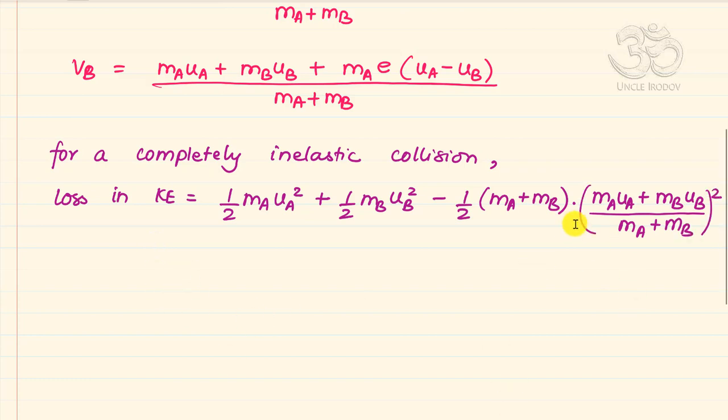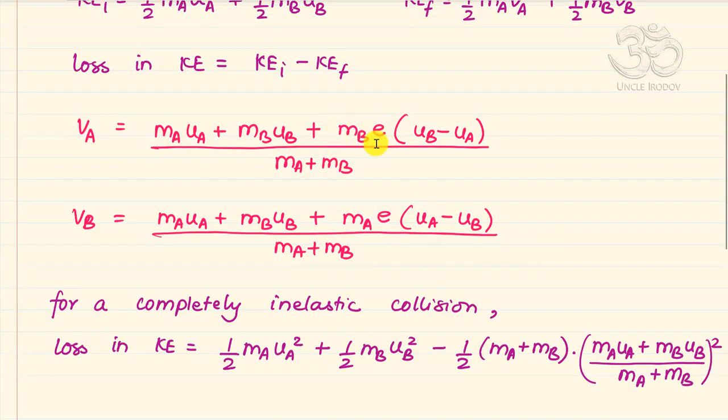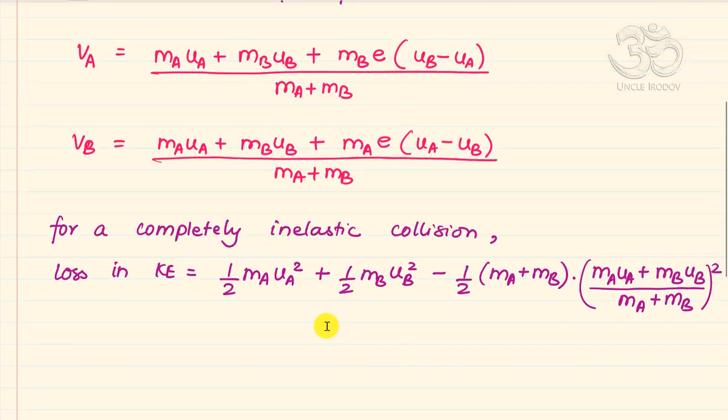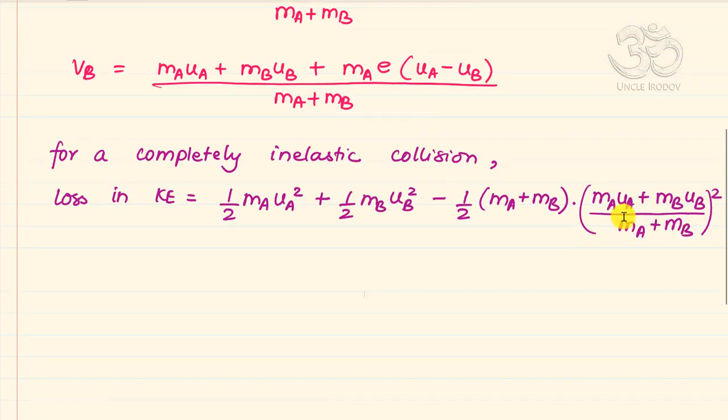And the reason for this step is actually pretty simple. That's because if this E term is 0 here, and if this E term is 0 here, then VA is equal to VB. In fact, we know that is what is going to happen in a completely inelastic collision. Both the objects are going to travel with the same velocity after that.